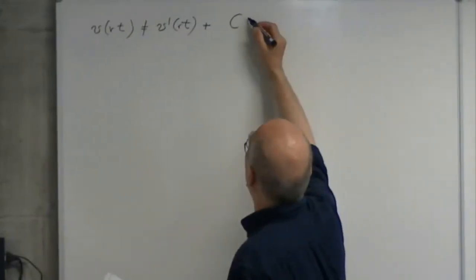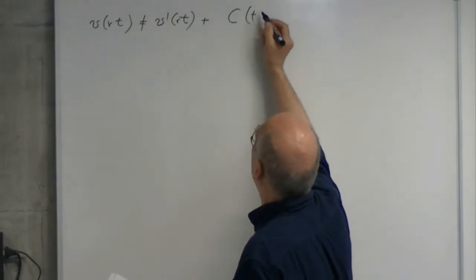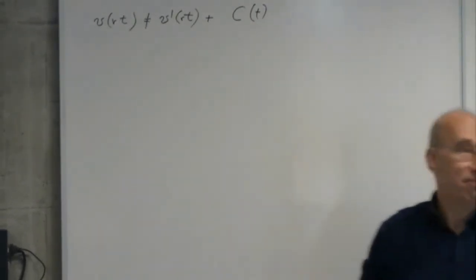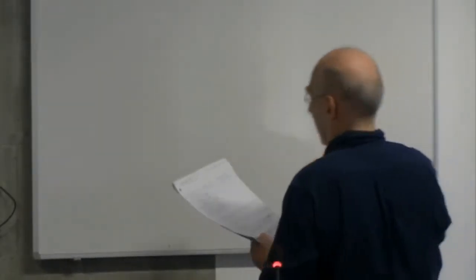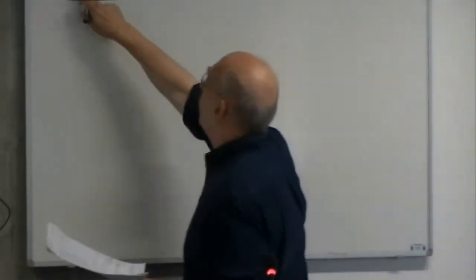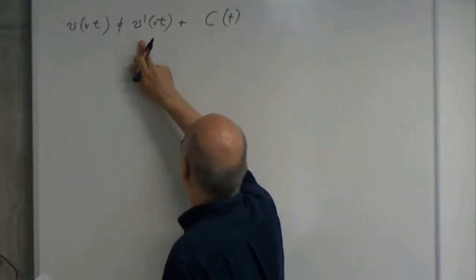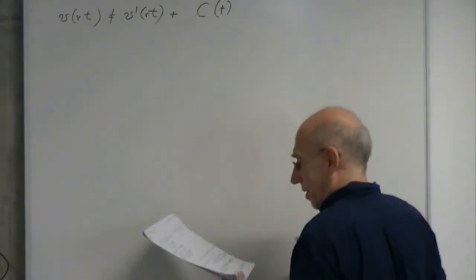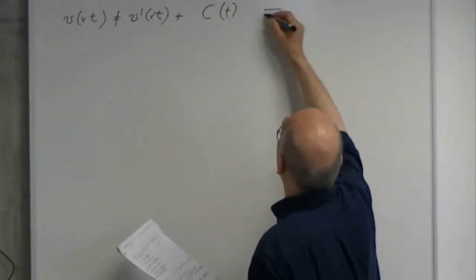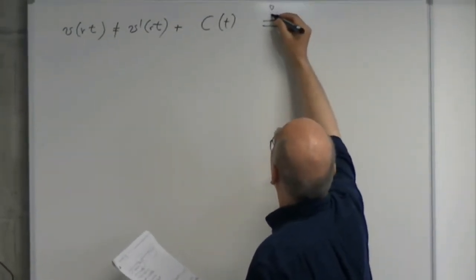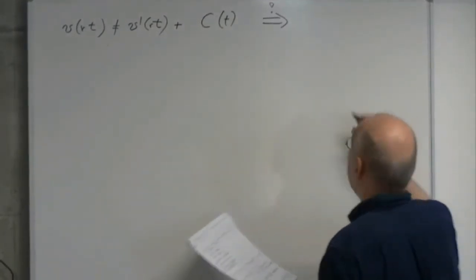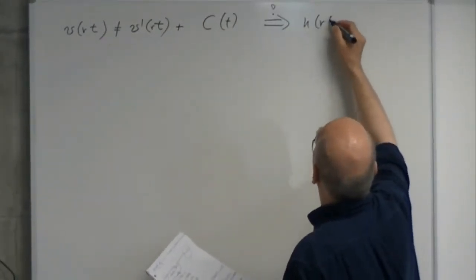A similar thing here, we also have a constant, but this constant may be time-dependent. So I call it a time-dependent constant, where the word constant refers to the R dependence. So it's not depending on R, but only on time. So if two potentials differ by more than just the time-dependent constant, then this is what we have to show: the densities are different.